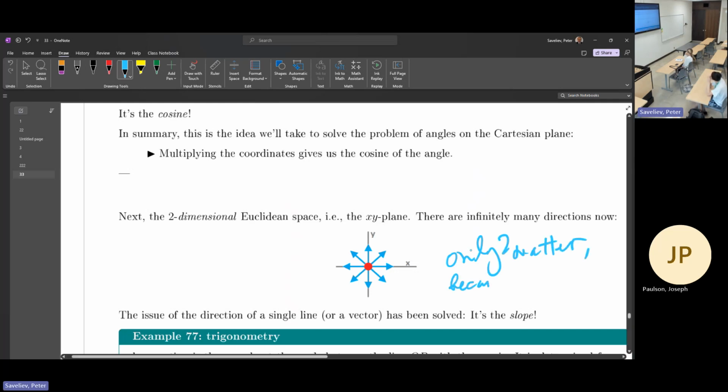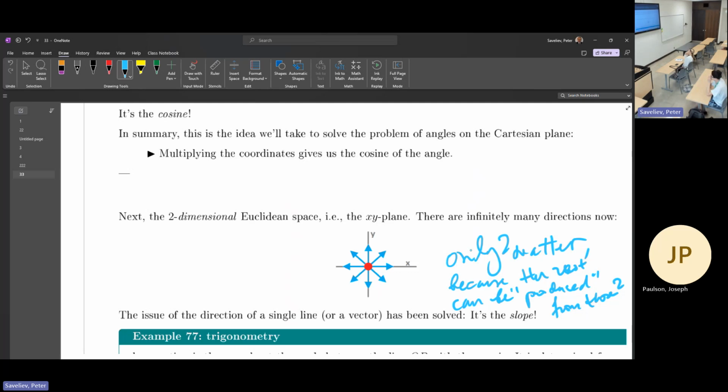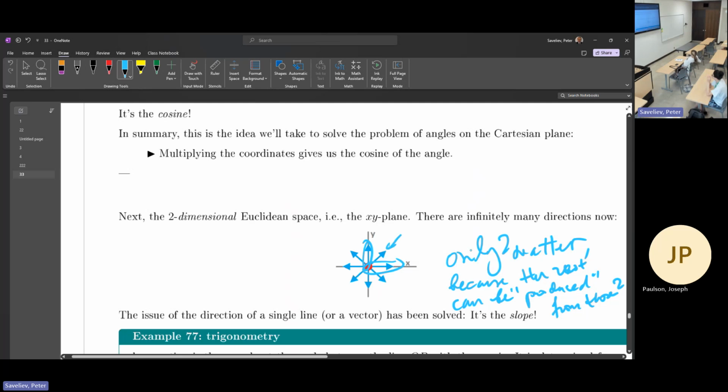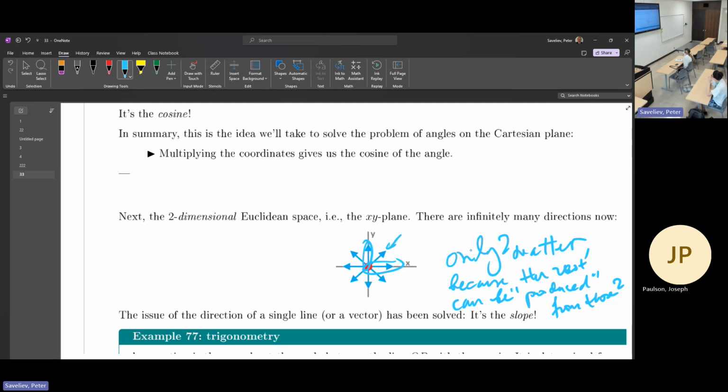Why? Because the rest can be produced from those two, whatever that means for now. If you know the x and y directions, you're taking care of everything, just like we did with distances. Same with directions. The two directions will give us the rest of the directions through algebra. So for example, we take care of this and we take care of that, and then what about this direction at 45 degrees? Well, you can just add them together. Add together the x and y directions, and that gives you the 45-degree direction on the diagonal.